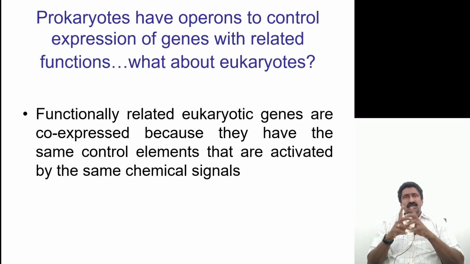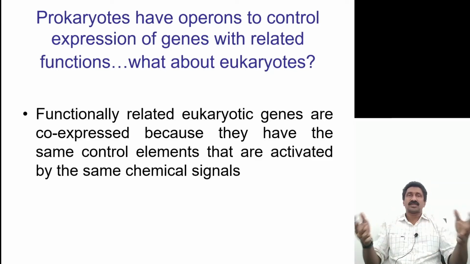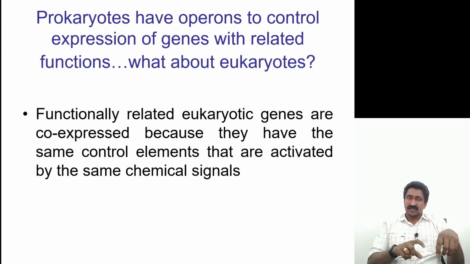Then prokaryotes have operons to control expression of the genes and related functions. What about eukaryotes? Functionally related genes are co-expressed because they have the same control elements that are activated by the same chemical agents. Usually in prokaryotic systems, all the required genes were placed under the control of a single promoter or single regulatory element, and they are termed as operons. All the required mRNAs will be simultaneously coded starting from a single regulatory element.